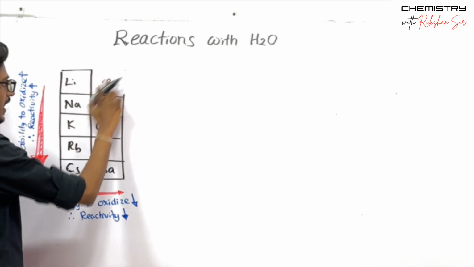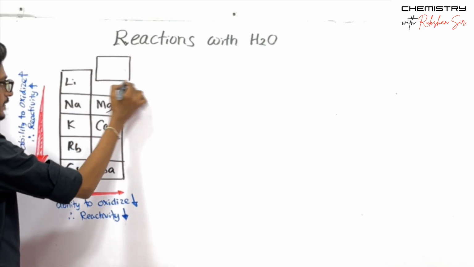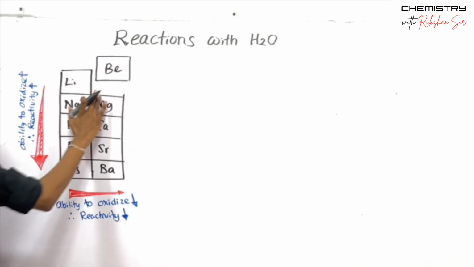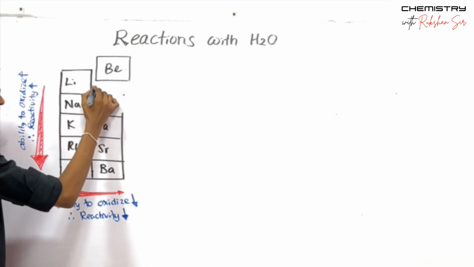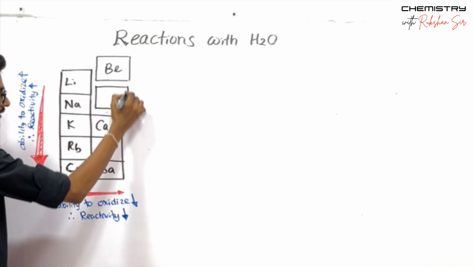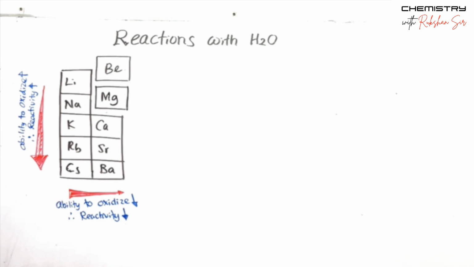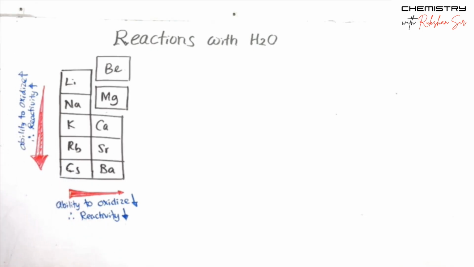So beryllium is the hardest one to react in this block. The next hardest is magnesium. Those are the two metals with the least reactivity in the S block when concerning the reactivity with water as well.